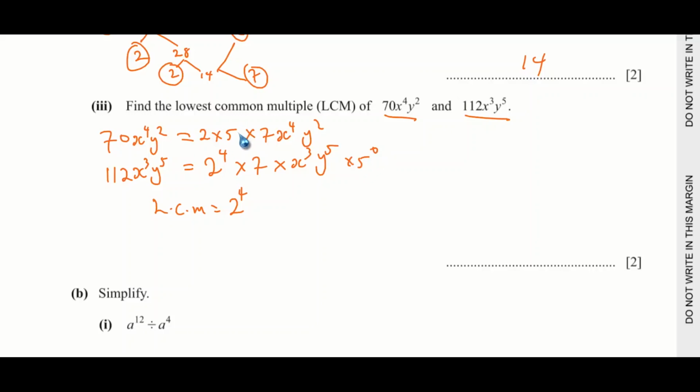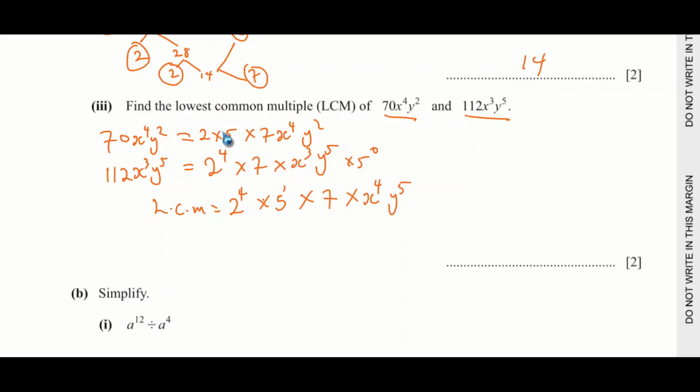So to pick the larger one, we'll pick 5 to the power of 1, then multiplied by 7. We have 7 here, we have 7 here, and they are equal, so we just pick 1, then multiplied by x to the power of 3, x to the power of 4. So we select the larger one, which should be x to the power of 4. Then finally, y to the power of 2 and y to the power of 5, we'll pick the larger one, which is y to the power of 5.